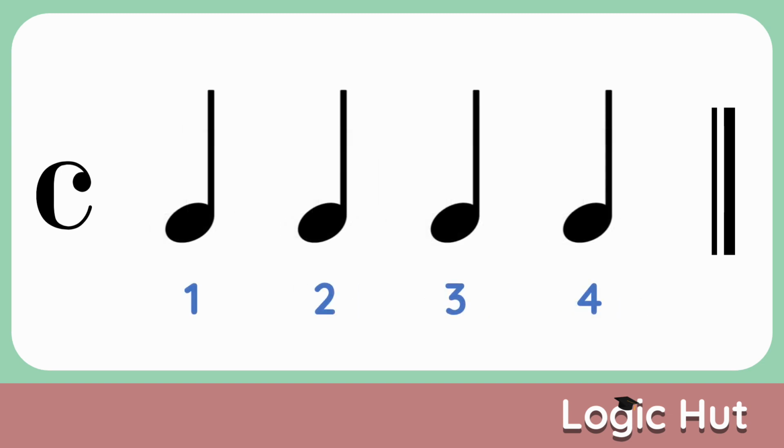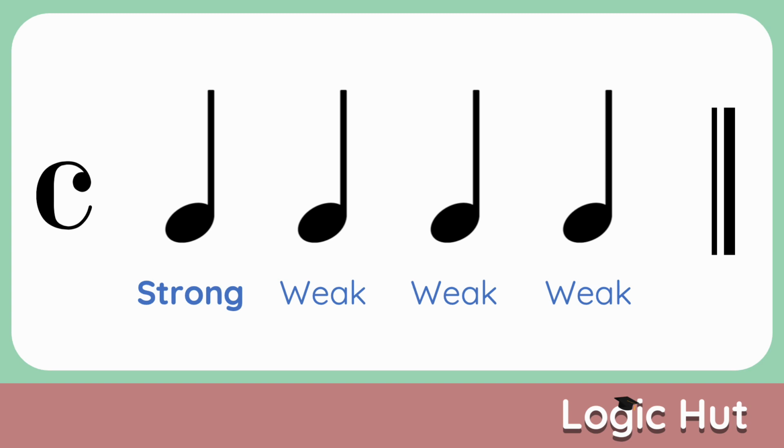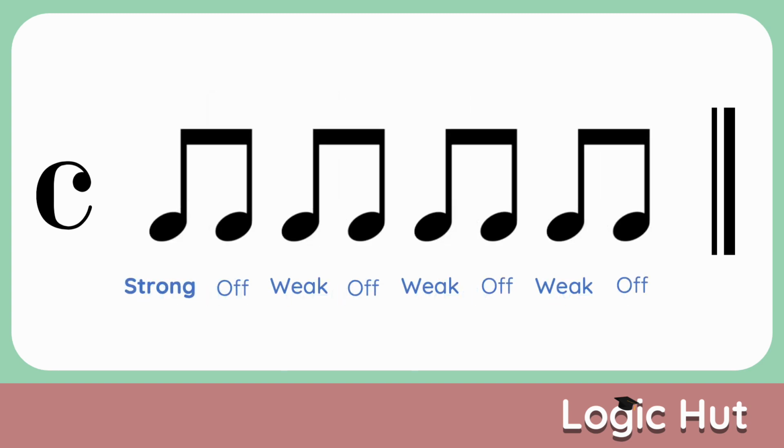The first beat of each bar is usually made stronger than the other beats. This gives the music its feeling of pulse. Thus, beat 1 is called the strong beat, and the other beats are called weak beats. Notes that don't fall on a beat are called offbeats.